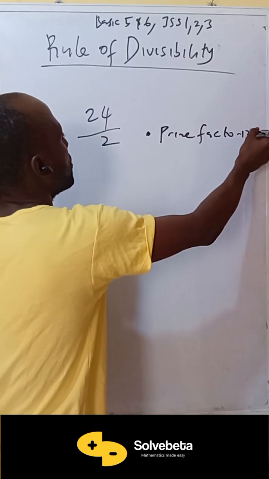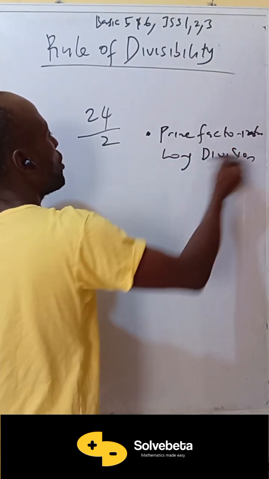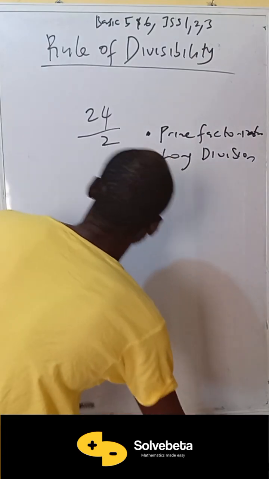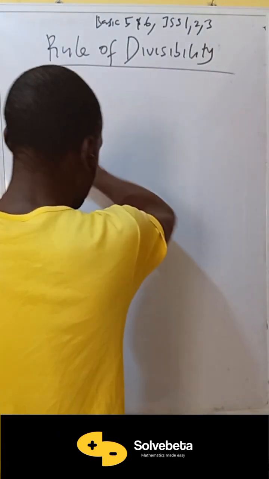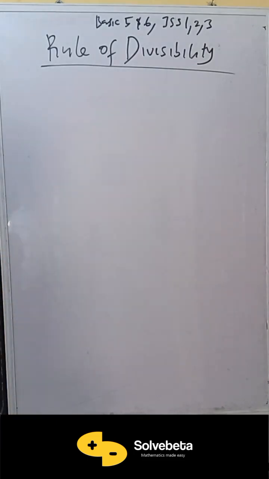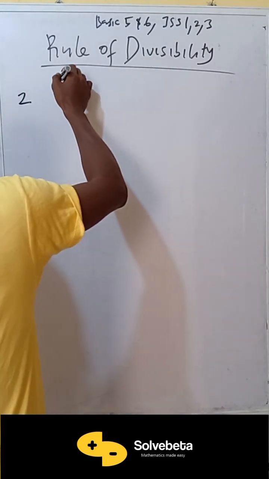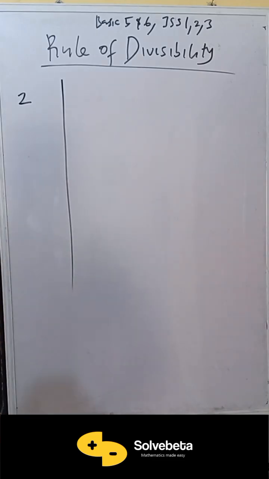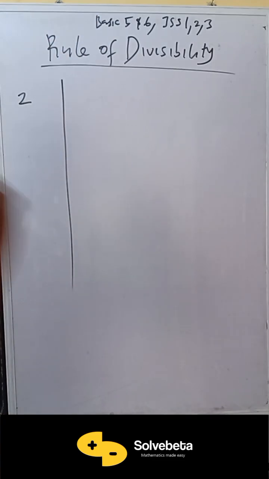It will help with prime factorization and long division. It will help you to know all of this. Now, take a look at 2. How do we know that 2 can divide another number? How do you know that 2 can divide a number?